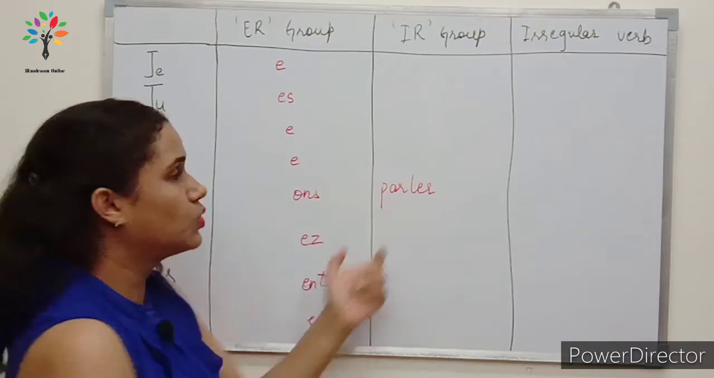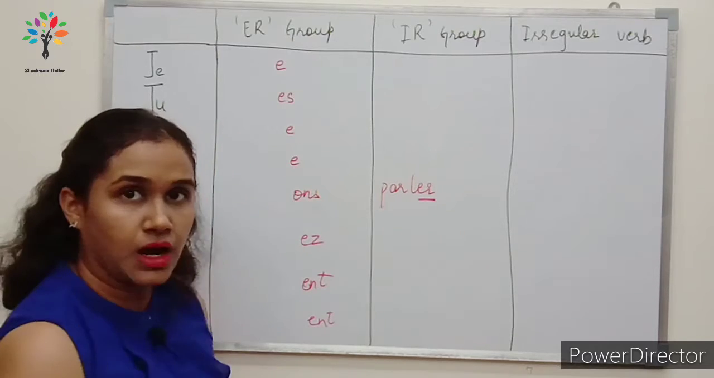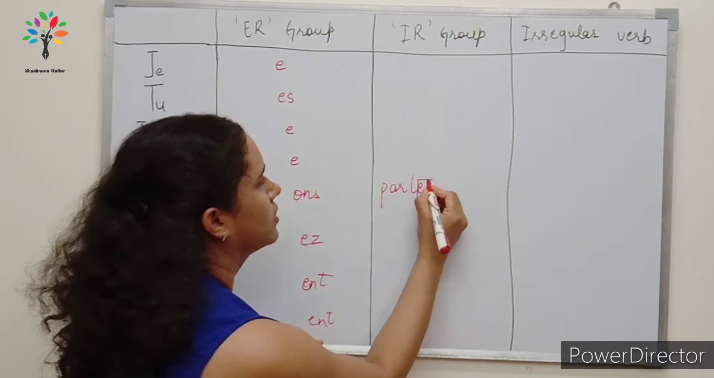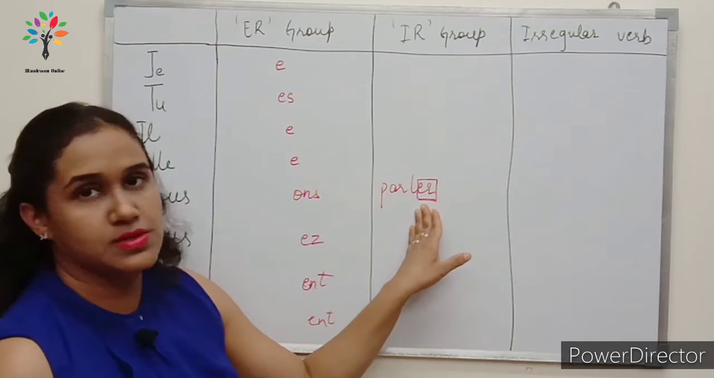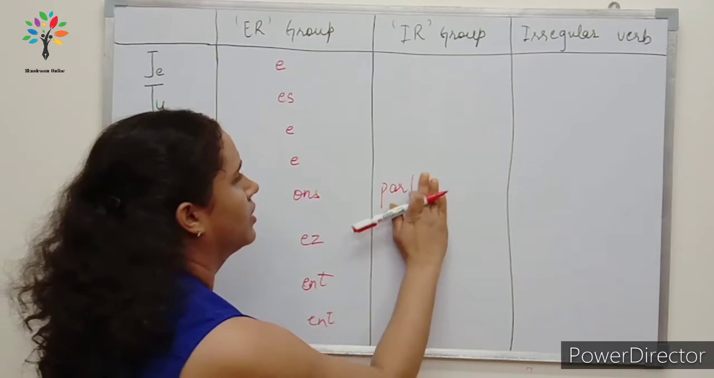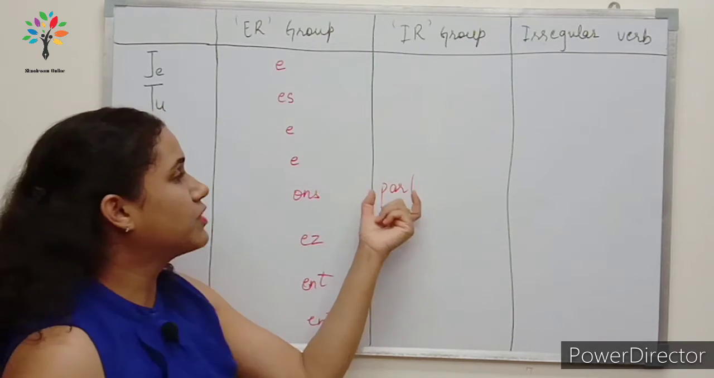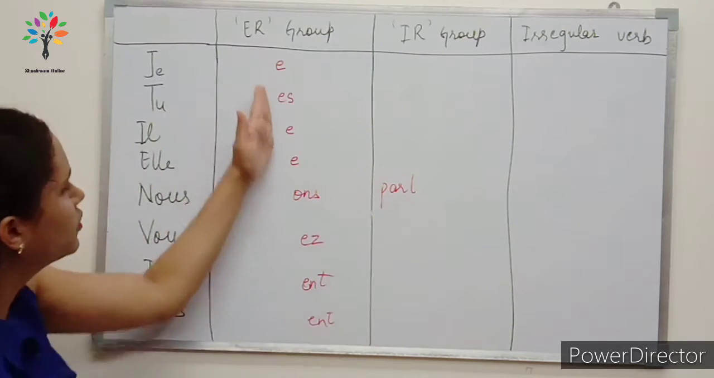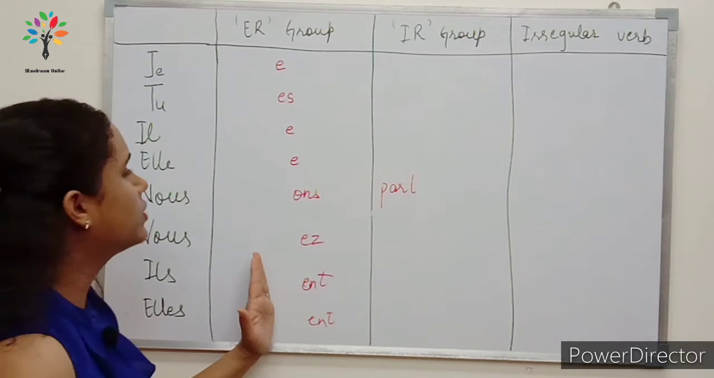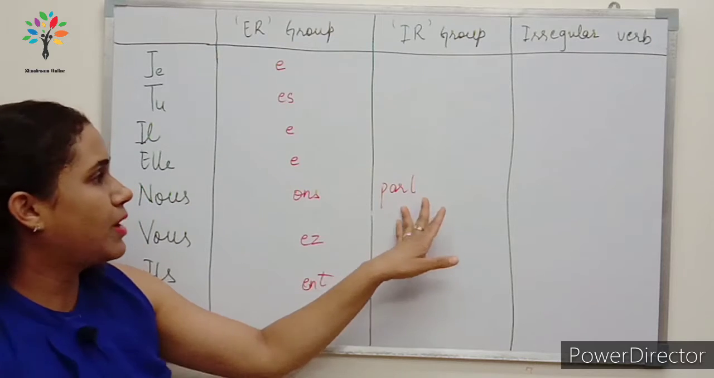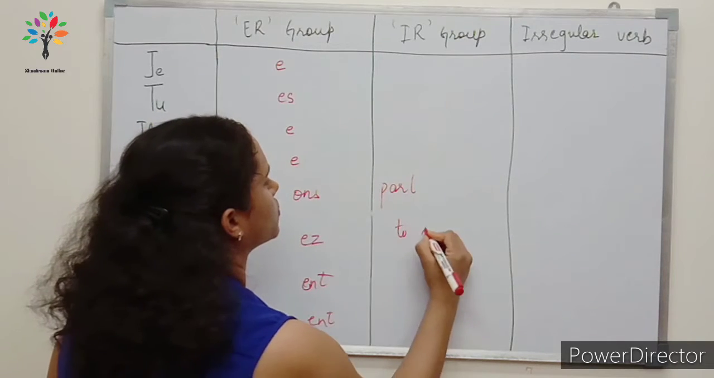Here is a verb which is ending in er. So what do we do? We remove these two letters, er. Now we have got a base verb. In front of this base verb, we'll put these endings and it will give us the conjugation for this verb. Take parler, which means to speak.